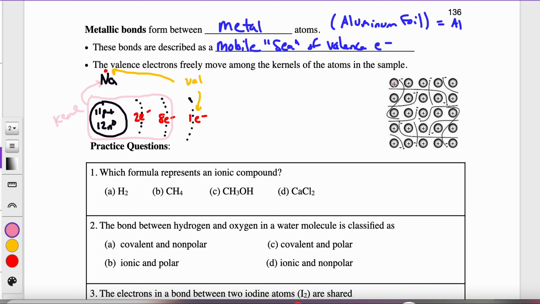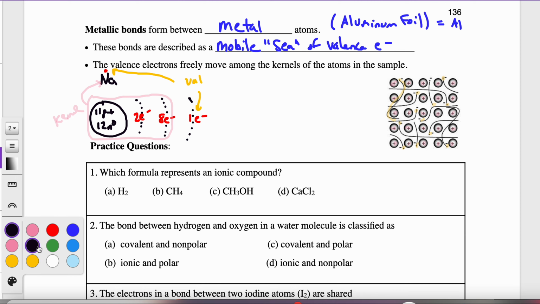So when you take a look at this diagram, all of these circles here, they're not the individual nucleus, but it's the kernel. The nucleus plus all inner electron shells that are used but are not the valence. These are all the kernel part of the aluminum sheet. And then you notice here a little minus sign and this dot, and it has this arrow of it traveling around. All of these are trying to show the mobile movement of those valence electrons, and they just zoom around in the sample, swimming around all of those kernels. So knowing your terminology, that's what we need to know about metallic bonds.